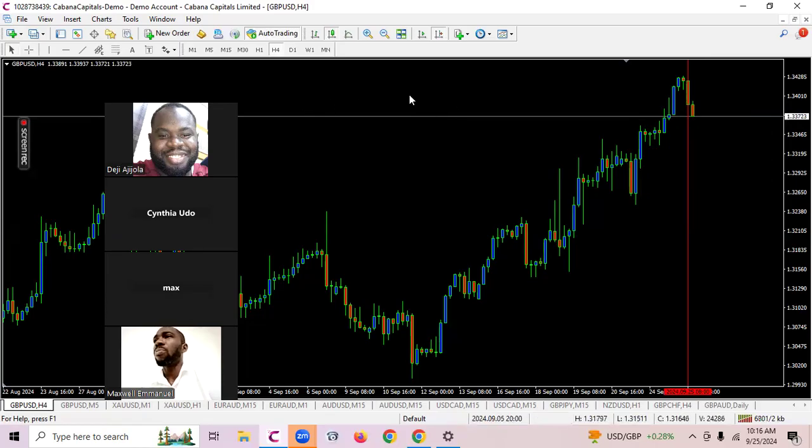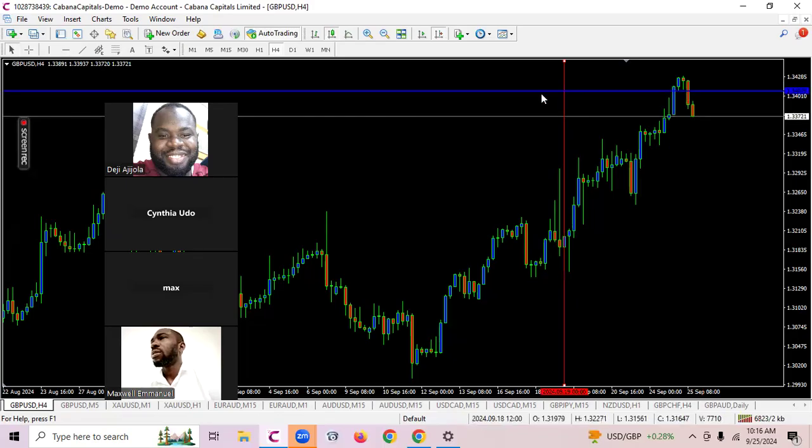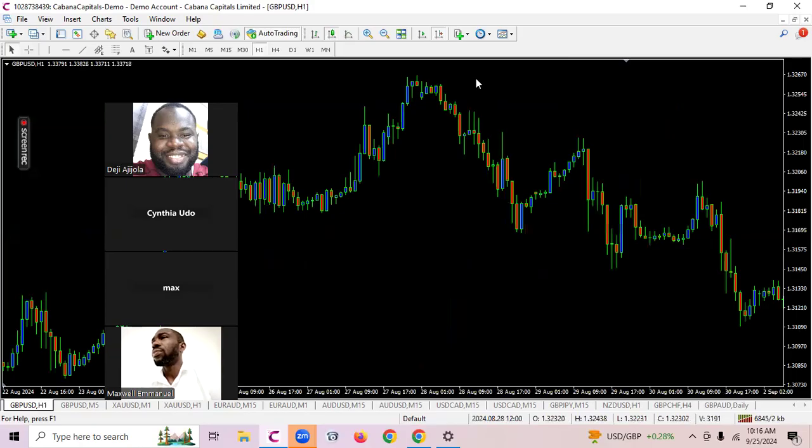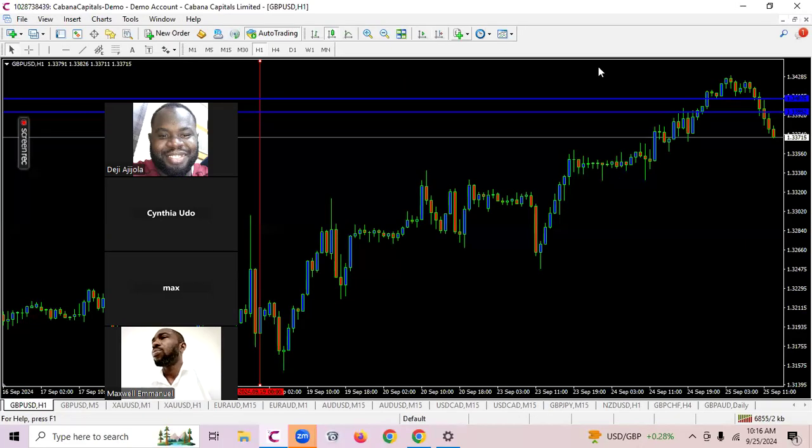We have to wait for price to pull back. Okay, this is a 4-hour time frame. I would suggest that you wait for price to pull back to fill this fair value gap before you go bearish on GBPUSD. That is what I would suggest. Wait for price to pull back and fill this fair value gap.